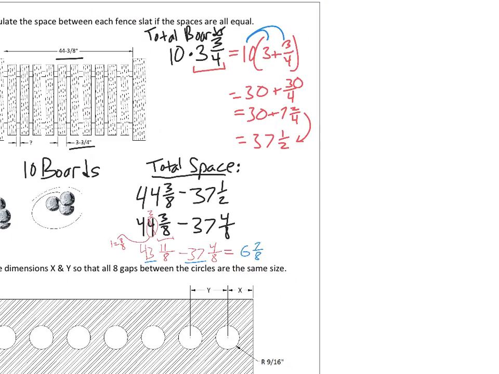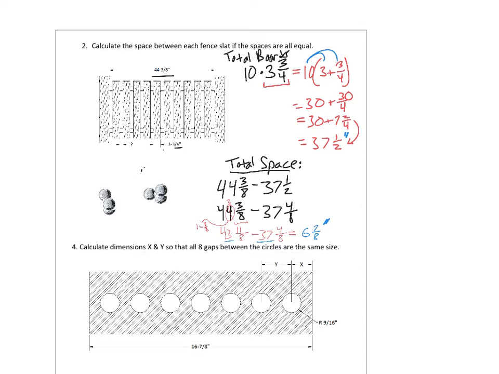Okay, so we're reviewing lots of fraction stuff here, and you have to keep track of what we're doing. Notice I've labeled these things. This is our total of all the boards, and we subtracted that to get the total of all the space. So now let's go ahead and figure out what one space would be.